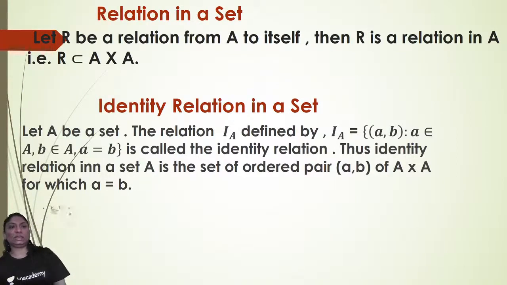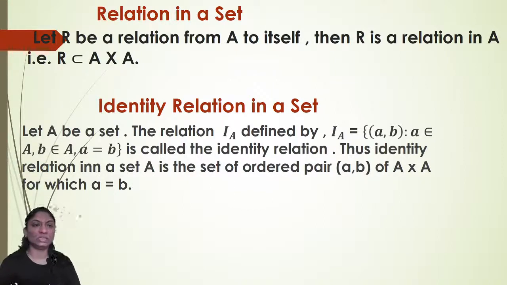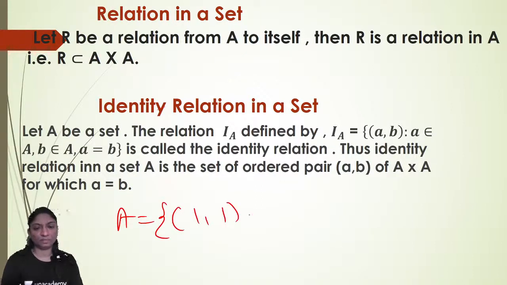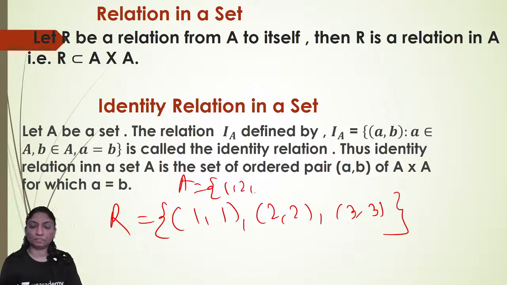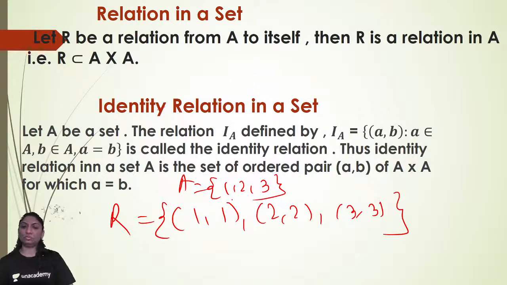Now, relation in a set. Let R be a relation on set A, then R is a subset of A cross A. Now, identity relation in a set A. Let A be any set, the relation I_A defined by {(a, b) such that a belongs to A, b belongs to A, and a is equal to b} is called the identity relation. Thus, identity relation in a set A is the set of ordered pairs (a, b) of A cross A for which a is equal to b. It means you will get (1, 1), (2, 2), (3, 3), all are identity relations. Suppose A is equal to {1, 2, 3}, then (1, 1), (2, 2), (3, 3) are the identity relation.